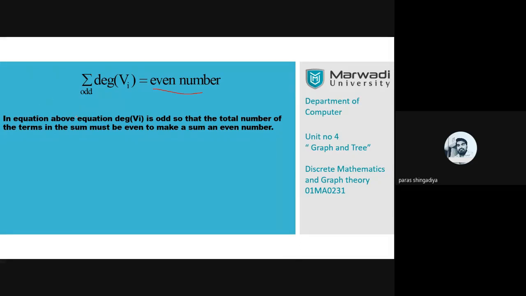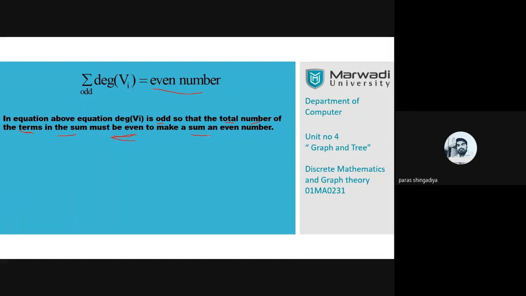So here you have to explain. In the above equation, degree of vi is odd. Here such vertices are involved whose degree is odd, so that the total number of terms, which means the total number of vertices in the sum, must be an even number. Total number of vertices means total number of terms must be even, and that makes the sum an even number.